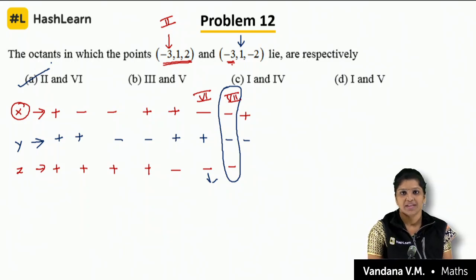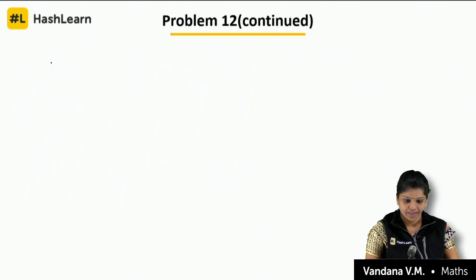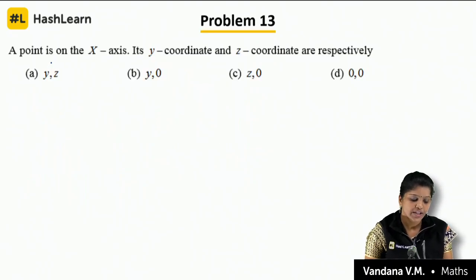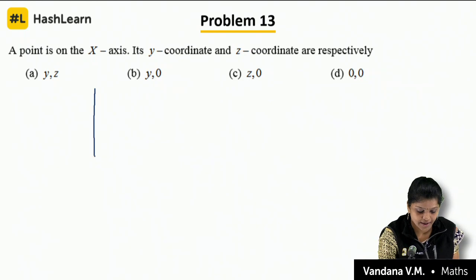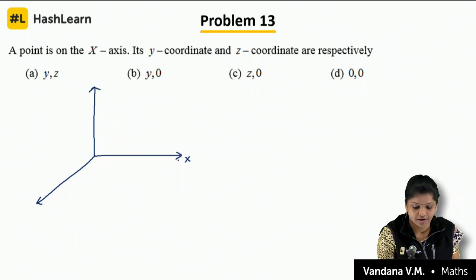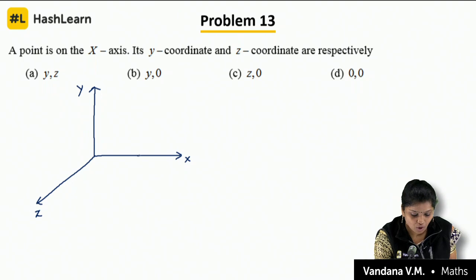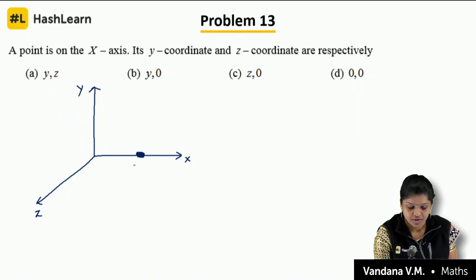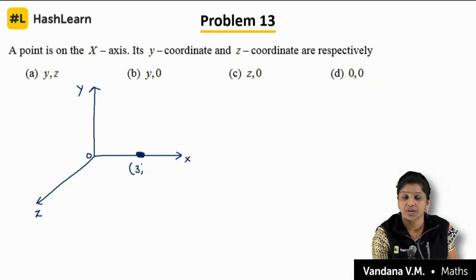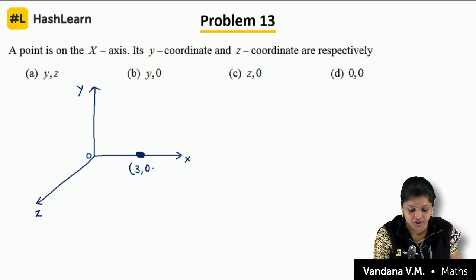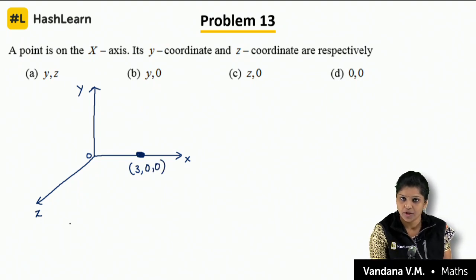Is it clear to you? Yes. Next. A point is on the x-axis, its y coordinate and the z coordinate are respectively. So, what they are telling, this is your rectangular coordinate system. If you are taking any point on the x-axis, suppose this is the distance from the origin, and you are taking it as some 3, then what are the y and z coordinates? Obviously 0, 0, like this only you will represent, right?